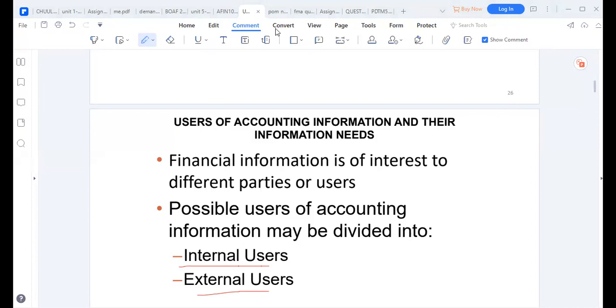Anyone else? I mentioned the users of accounting information, internal and external. Yes, Mali. Sorry, I've just joined in. What's the question? Who are the users of accounting, the internal users and external users of accounting information?